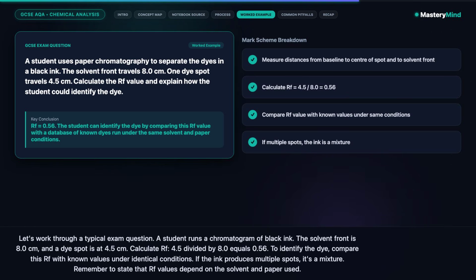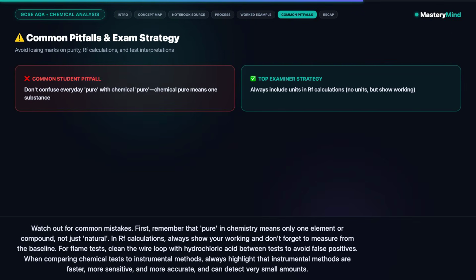Watch out for common mistakes. First, remember that pure in chemistry means only one element or compound, not just natural. In RF calculations, always show your working and don't forget to measure from the baseline. For flame tests, clean the wire loop with hydrochloric acid between tests to avoid false positives. When comparing chemical tests to instrumental methods, always highlight that instrumental methods are faster, more sensitive, and more accurate, and can detect very small amounts.